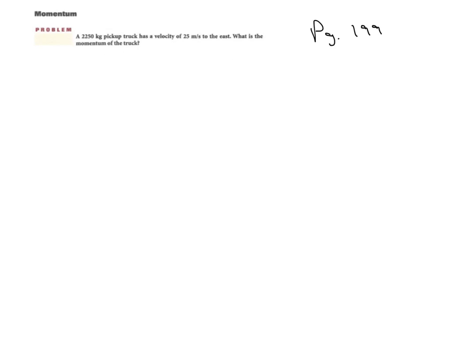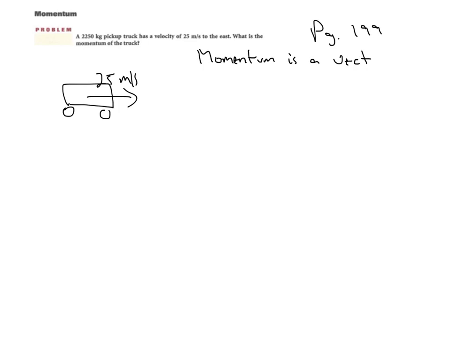Well, if I have this truck and it's moving this way, we'll say that's the east direction, its velocity is 25 meters per second. The first thing I can see is that direction matters for momentum. So it's important here in this example, and that's why we're doing this example. Momentum is a vector quantity. And you might ask, well, why is it a vector quantity? Well, it's because momentum is mass times velocity, the product of mass times velocity.